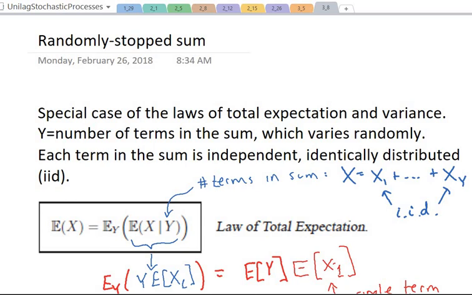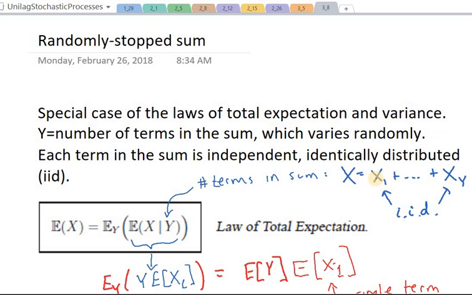All right. Now, there's a special case of this situation, which is called randomly stopped sum. As I said, this is a special case of these laws of expectation and variance. In this case, you have a number of terms in the sum which varies randomly. And each term in the sum is independent, identically distributed. So you could think, for instance, of flipping a coin, and you don't always flip the coin the same number of times. You flip a certain number of times depending on the outcome. So y would be the number of times you flip the coin, and then each outcome would be what I'm writing here as xj. So the total sum we refer to as x. It's the sum of y independent, identically distributed random variables, but y itself is a random variable.